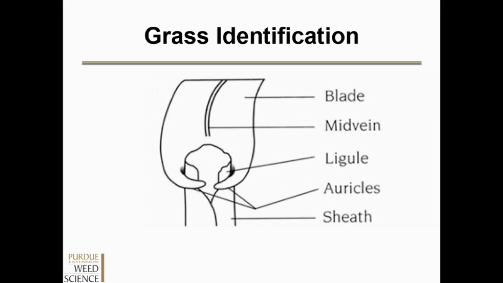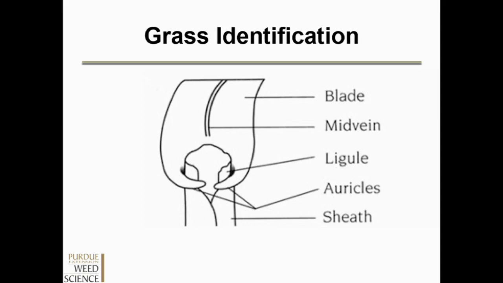Ligules, we have the different types of ligules, also the presence or absence. Once again, I'll just mention that barnyard grass is one of our easier ones to identify because it does not have that ligule structure, so it's pretty unique versus some of our other agronomic grasses.